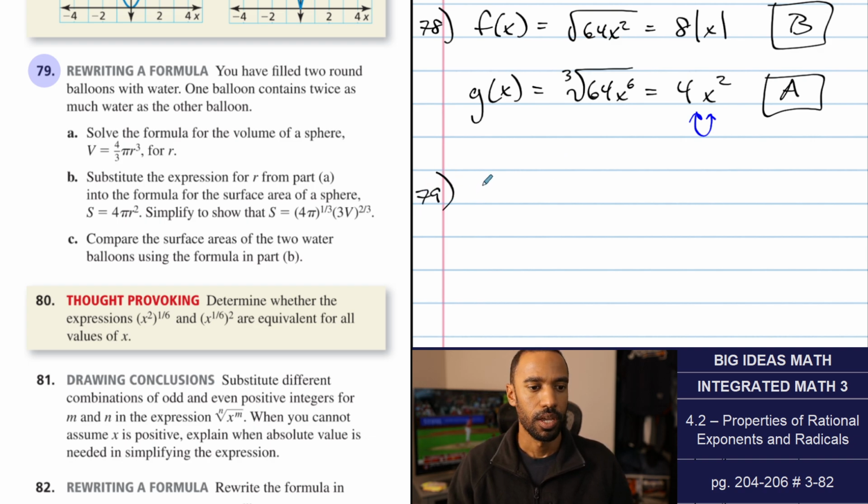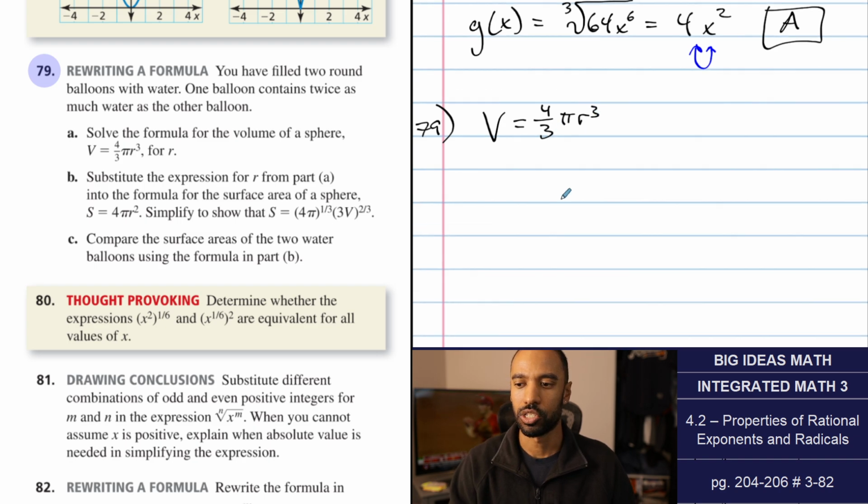All right. Part A, solve the formula for the volume of a sphere, V equals 4/3 pi r cubed, for r. When they say solve, they're saying get r by itself. Make it say r equals. So 4/3 pi r cubed. Let's solve for r by dividing both sides by pi. So 4/3 r cubed equals V over pi.